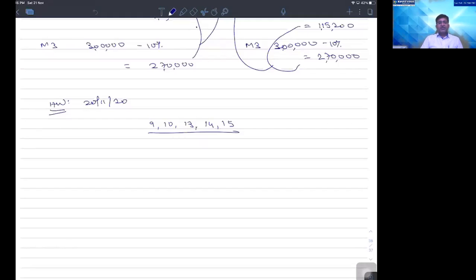No, where will 43.76 come from, son? 43.76 comes as per the reducing balance method. We are not talking about the reducing balance method.